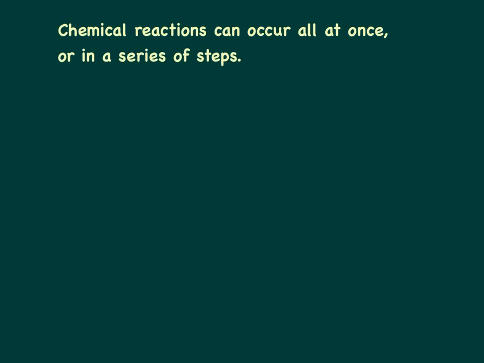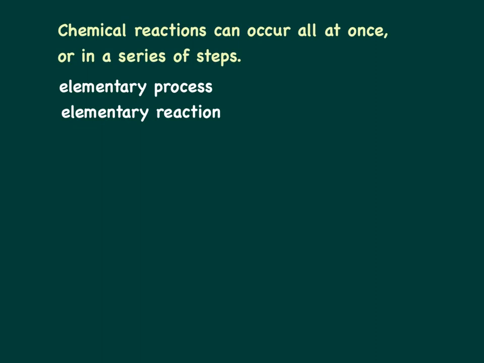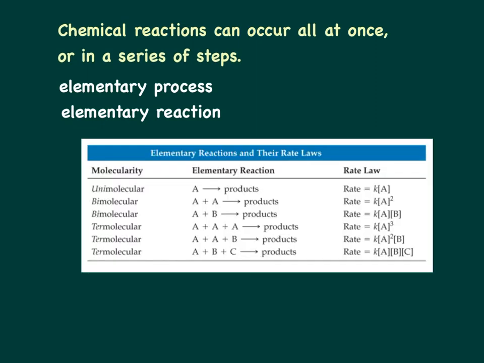Some chemical reactions occur all at once, but many of them occur in a series of steps. Each step is known as an elementary process or an elementary reaction. The molecularity of the process tells us how many molecules are involved in the process. A unimolecular reaction then is going to involve one type of molecule, maybe a decomposition reaction, and this is the rate law that would be written for that type of process.